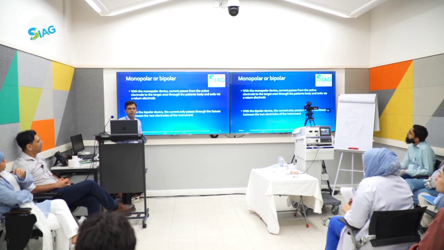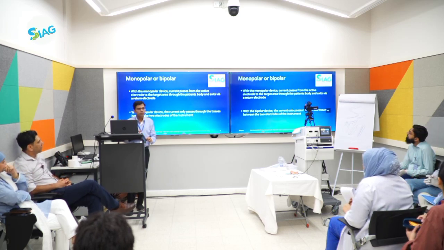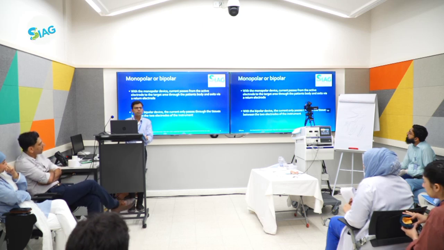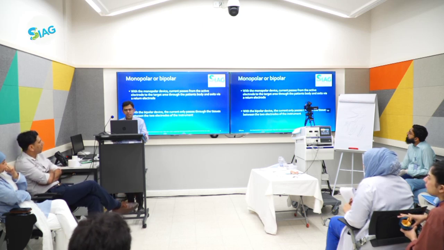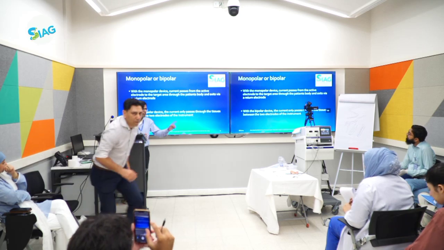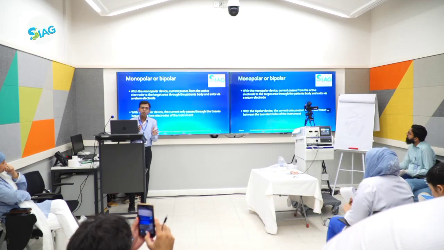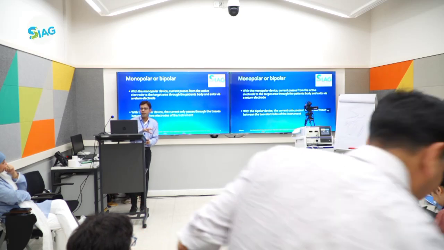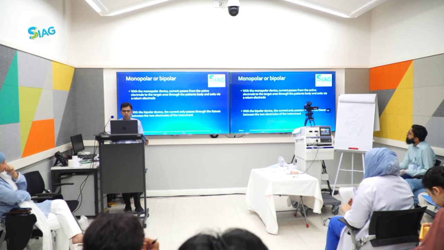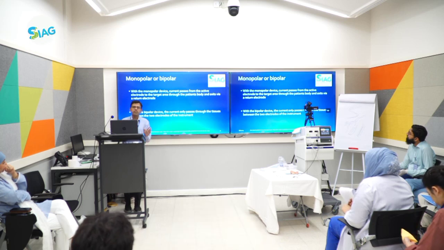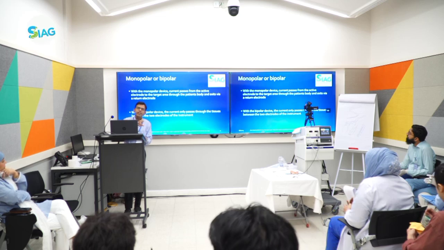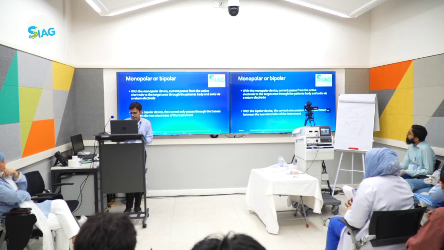Next, very important, is the difference between monopolar and bipolar devices. With the monopolar device, the current passes from the active electrode to the target area through the patient's body and exits via the return electrode. So what is the return electrode? The dispersive pad. In a monopolar system, you will have a dispersive pad. With the bipolar device, the current only passes through the tissues between the two electrodes. So there is no dispersive pad involved in the bipolar system. The circuit is completed within the electrosurgical unit.